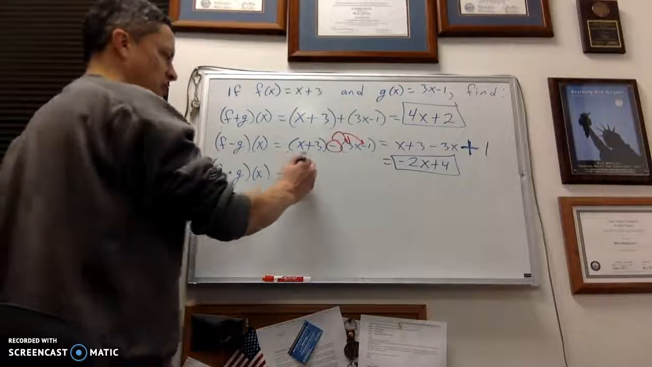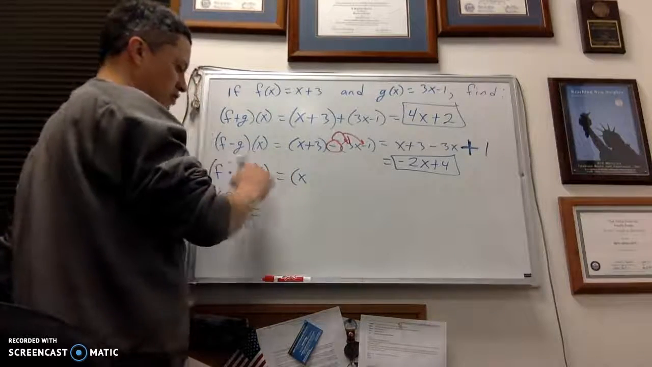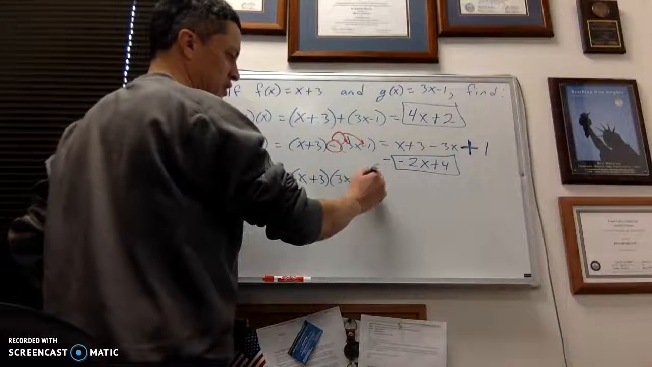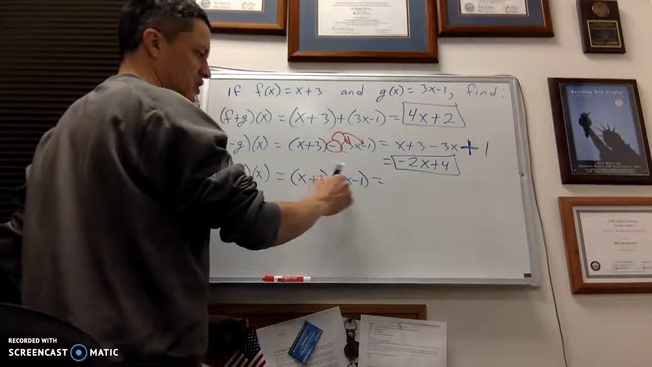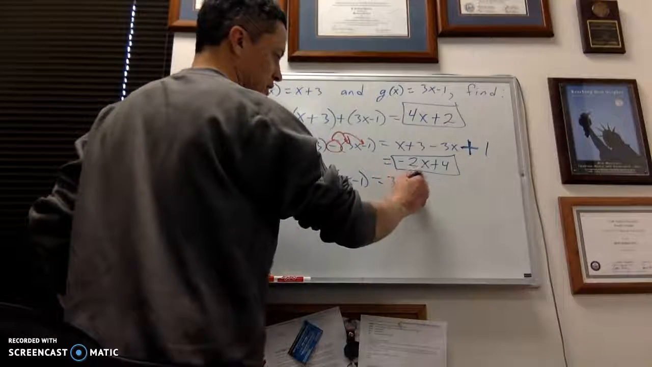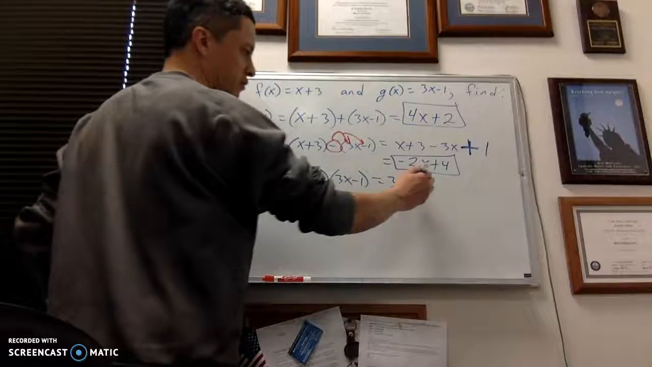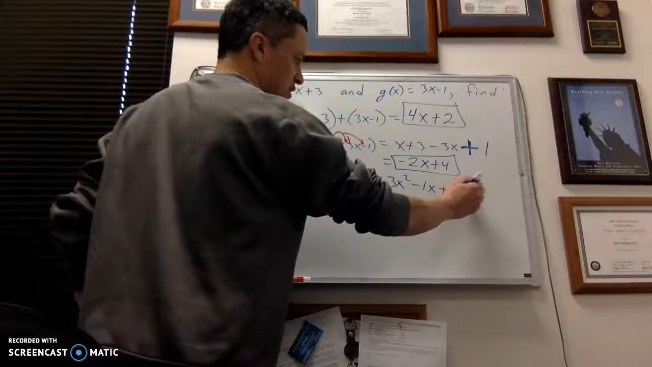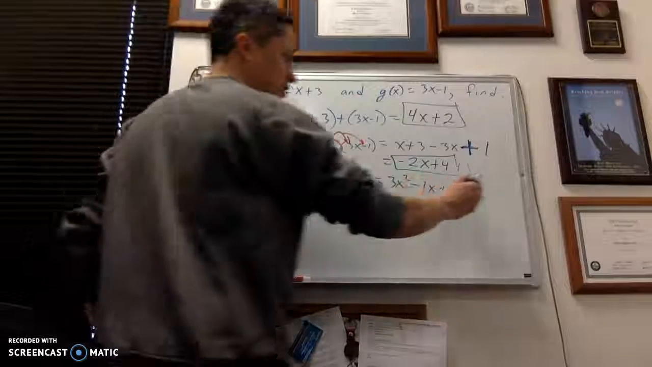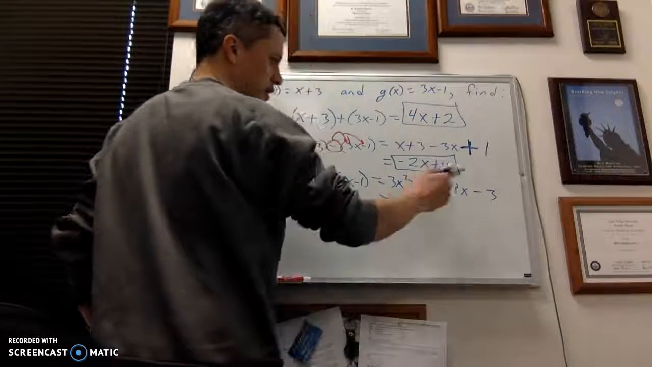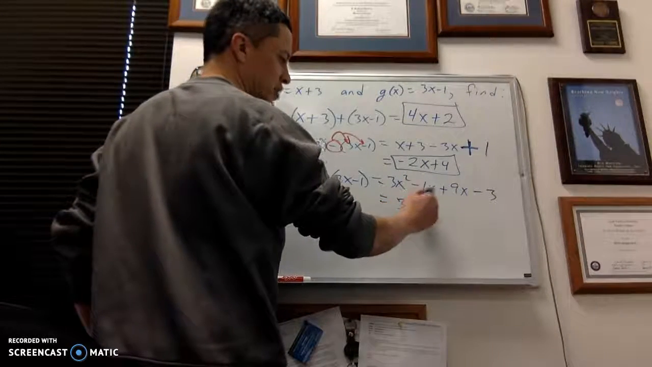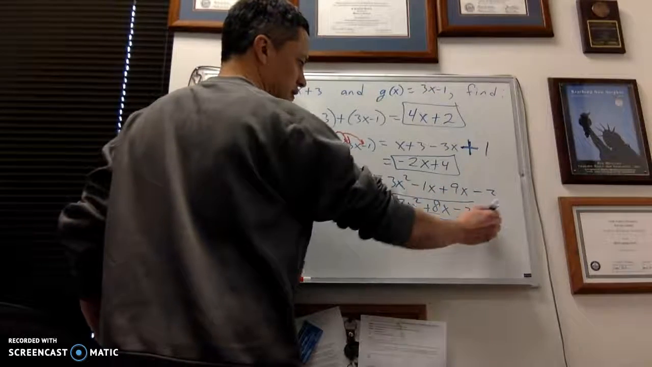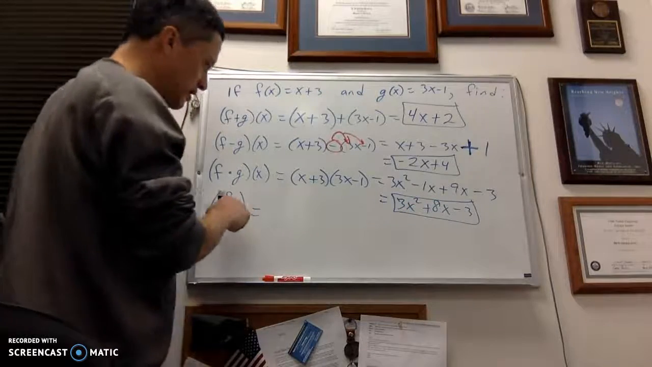Multiplication, you're multiplying two binomials together. f times g of x, that's going to be x plus 3 times 3x minus 1. So I'll take x times 3x, that's 3x squared. x times a negative 1, that's a negative 1x. 3 times 3x, that's 9x. 3 times a negative 1, that's a negative 3. Combining like terms, we're looking at 3x squared plus 8x minus 3. Done.